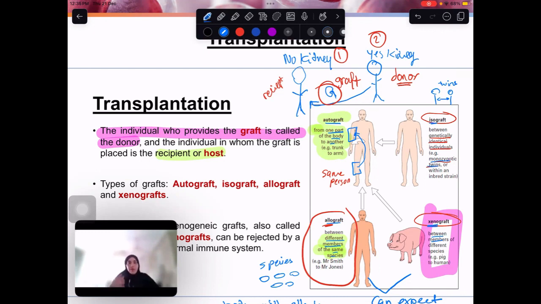So autograft, everything is from me within myself. Isograft is genetically identical. The main example you think of is monozygotic twins. The allograft is going to be between members of the same species. The main example is human to human. The xenograft is going to be between what? Members of different species. So a human with a pig.